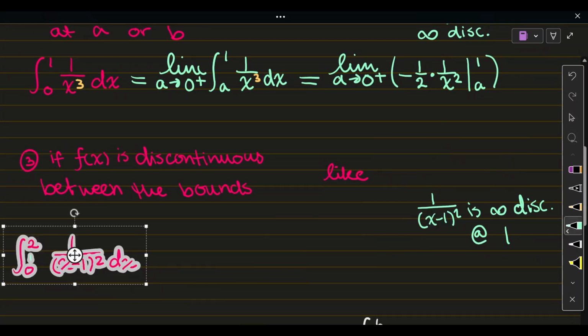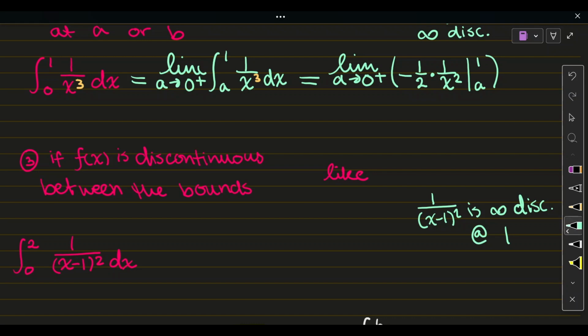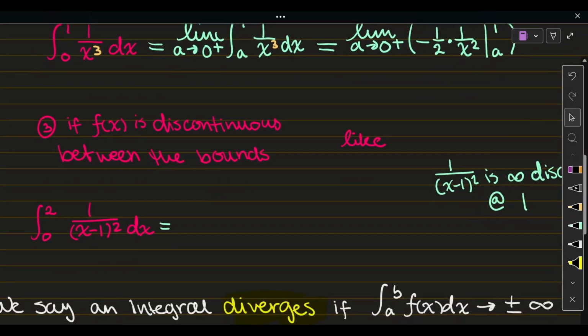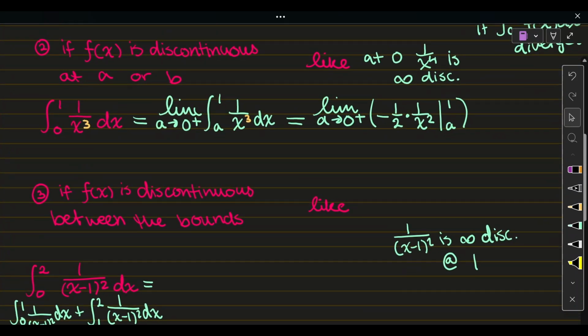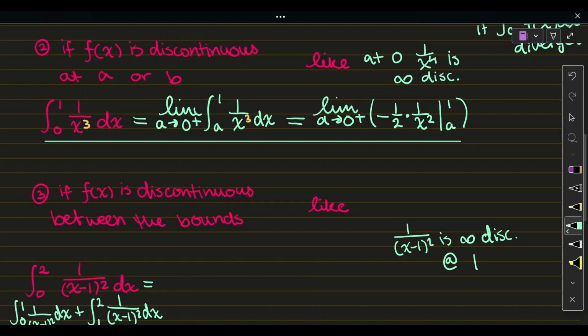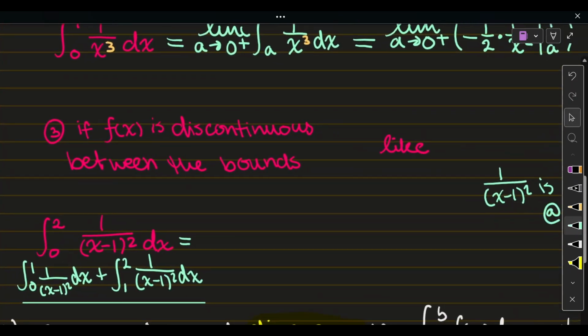And then additionally, the last example is if f is discontinuous between the bounds, like this integral here. We need to rewrite this by splitting it up into two integrals. So I can have the integral from 0 to 1 of 1 over x minus 1 squared dx, plus the integral from 1 to 2 of 1 over x minus 1 squared dx. Each of these is an improper integral, but I can rewrite them using the method that I used above, using the limit notation and specifying the direction that we're approaching from.